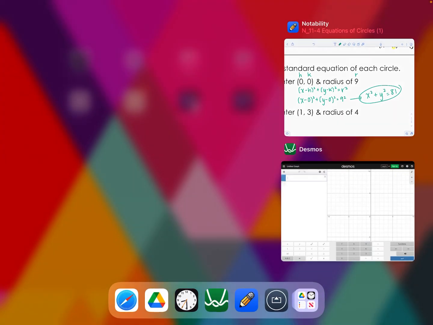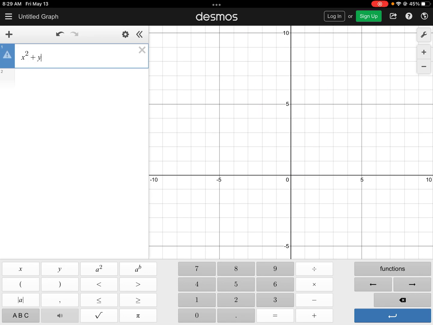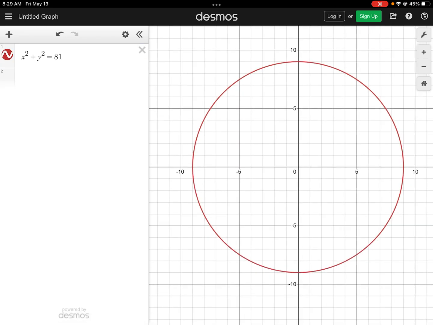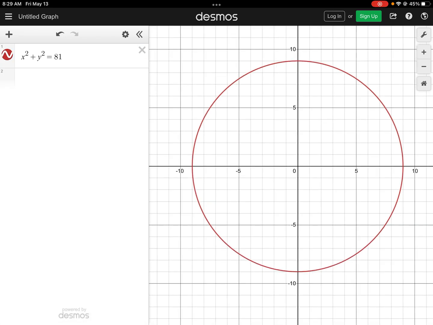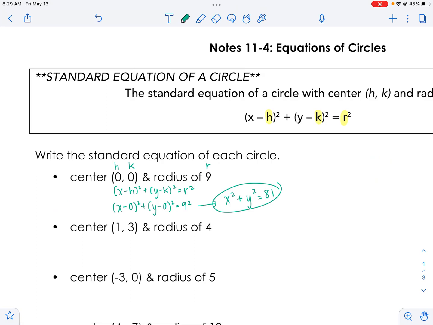If we go to Desmos and graph that, we should get a circle. So x² + y² = 81. And see, I have that circle, and as I can tell, that radius is 9 and the center's at (0, 0). So that's how this works. Going back, remember, we're going to label it, plug it in, simplify it, and that's it.